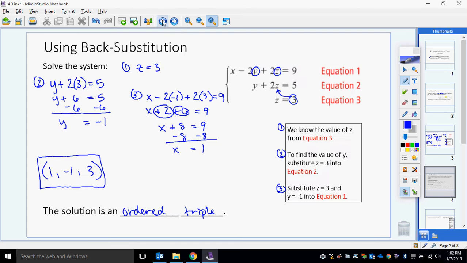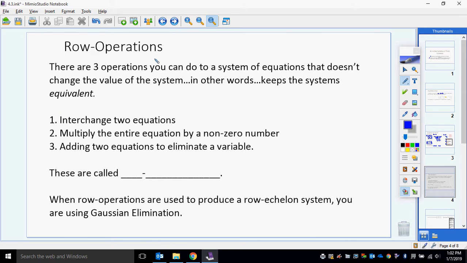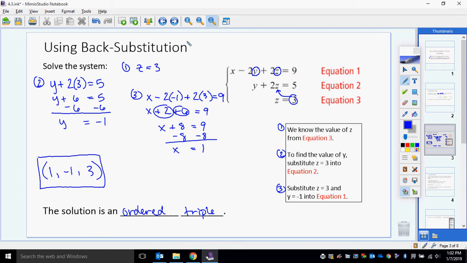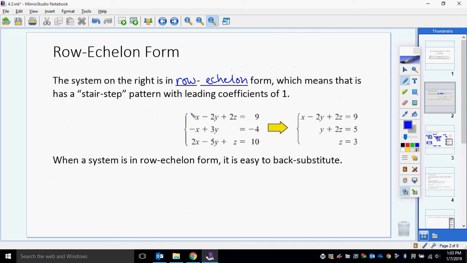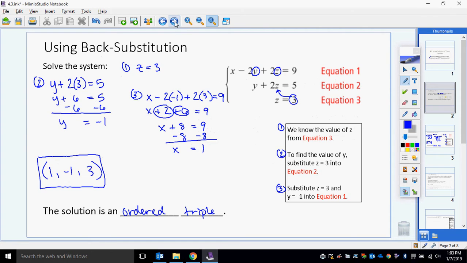So not all systems are going to be in this row echelon form. The only reason we could use back substitution is because it was in row echelon form. So how can we manipulate systems to get them in that form? Well, there are 3 things that we can do that doesn't change the value of a system. Let's say we started with this system, I can't just randomly make this into row echelon form. There's certain mathematical processes that I have to do, right?